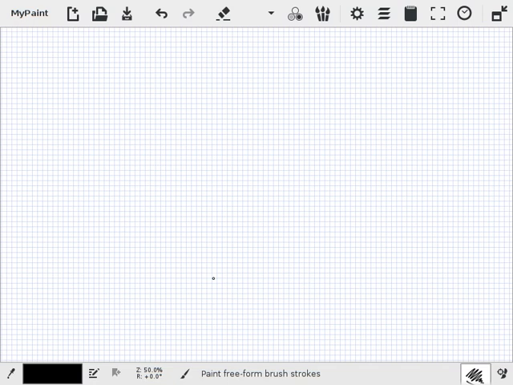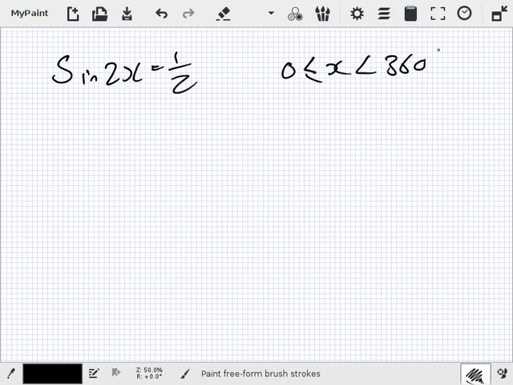So let's start making these equations a little bit more difficult. Suppose you have sine 2x equals a half, and x is between 0 and 360 again. The 2x, does anybody know, would it make more or fewer answers? There's not 2 answers to this one. Does anyone know how many answers it will have?